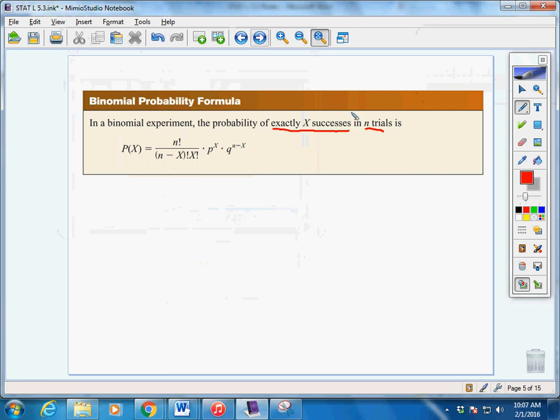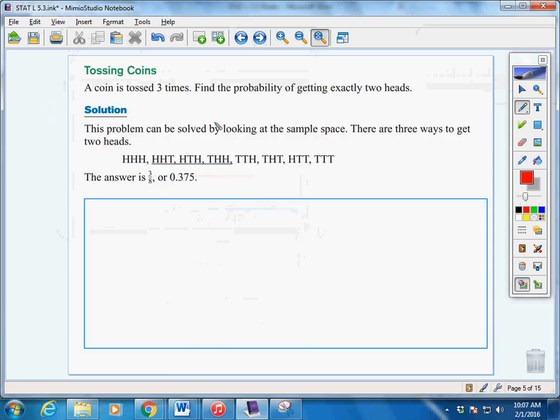All right, so let's look at an example. A coin is tossed 3 times. Find the probability of getting exactly 2 heads. Now, this is a problem we've done in the past. If you look at the sample space, these are all the possible outcomes: 3 heads, 2 heads and a tail, head, tail, head, tail, head, head, tail, tail, head. You get the idea. And there are 3 ways to get 2 heads. So we would find our probability of getting exactly 2 heads is 3 out of 8, or 0.375.